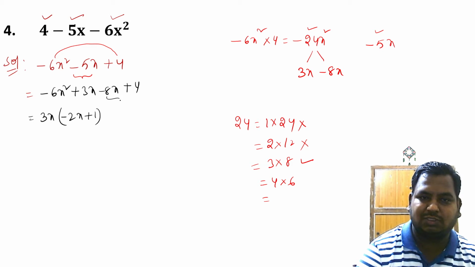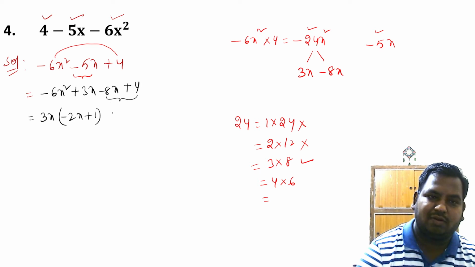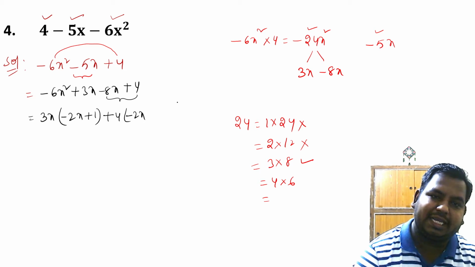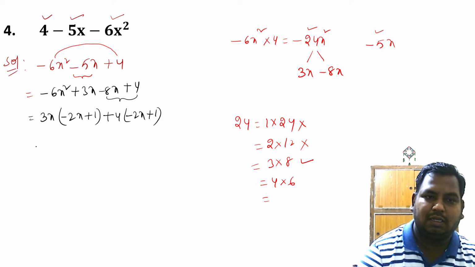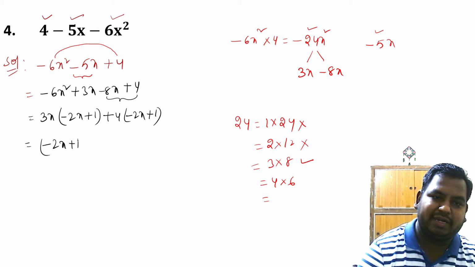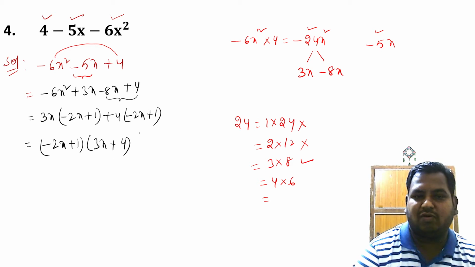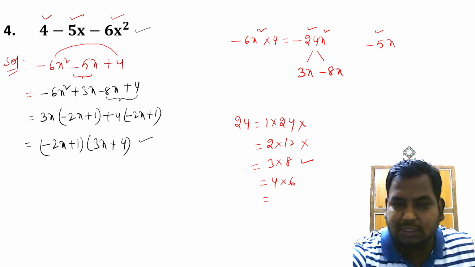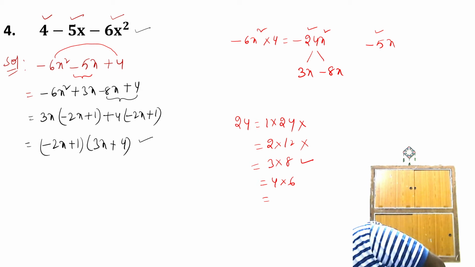Now we'll consider the last two terms, minus 8x plus 4. From this I can take 4 common. 4 into what is minus 8x? Minus 2x. 4 into what is plus 4? It's plus 1. From the first term and second term I can take minus 2x plus 1 common. If I take minus 2x plus 1 common, I am left with 3x plus 4. We have successfully factorized the given polynomial. Then just go through the solution so that we can solve a few more problems.